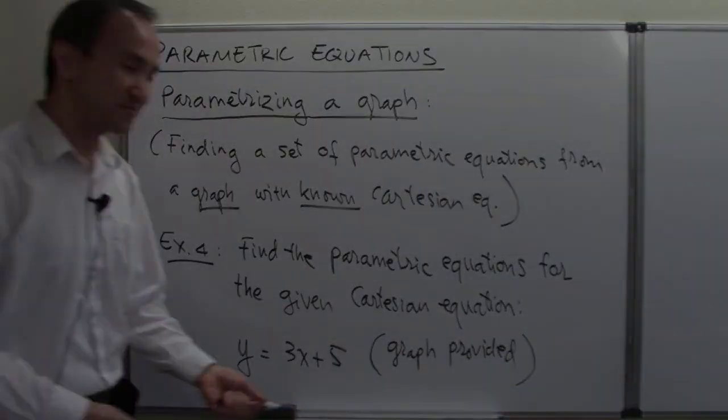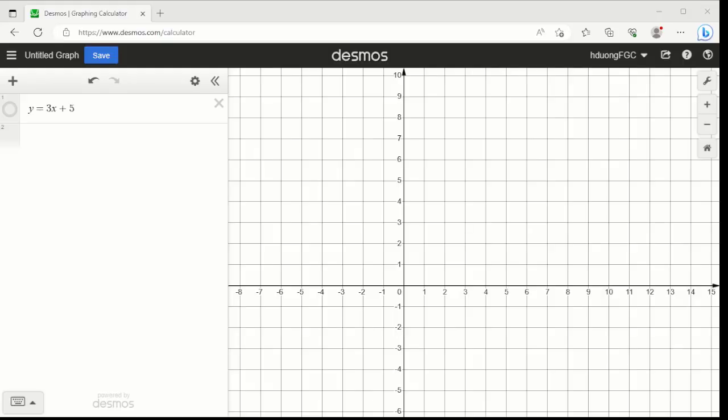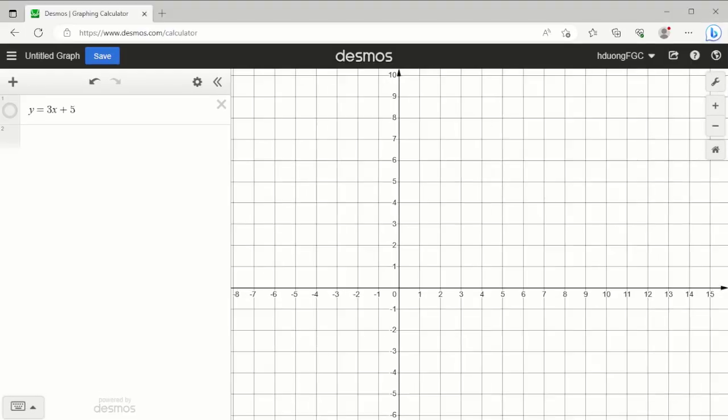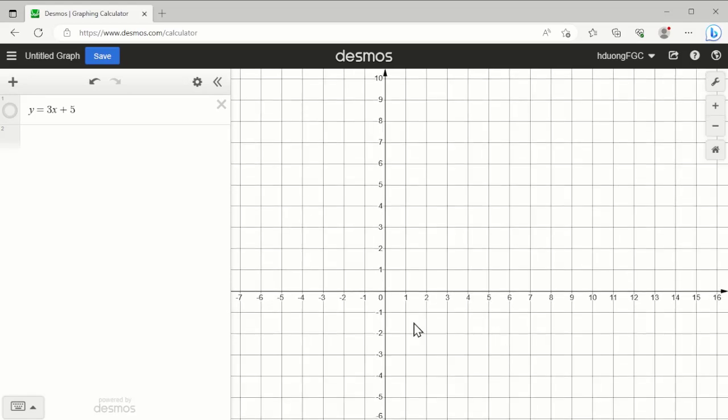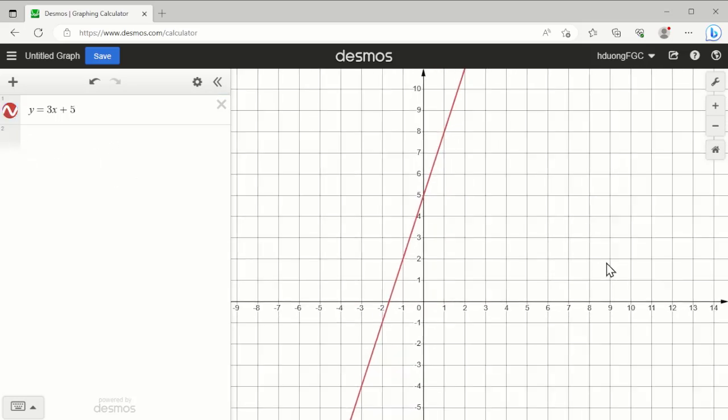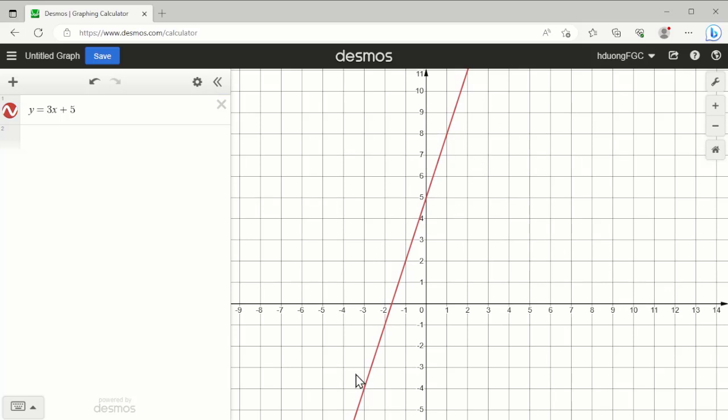All right, so right here is my graphing space. And y equals 3x plus 5 is the Cartesian equation that we wrote on the board. So let's look at the graph right here. No one is surprised to see this graph. This graph in red appears to be a line, right? So as far as the graph, it's a line, and this graph right here has Cartesian equation y equals 3x plus 5.